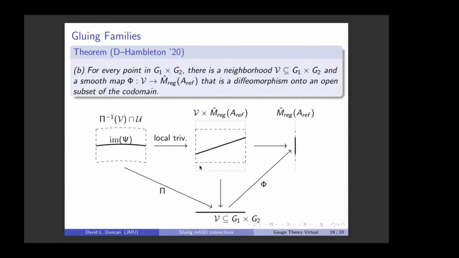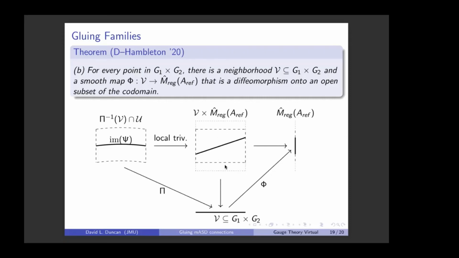And so it's going to be of the form, well, V is going to be this direction. And then the fibers are all going to be some open subset. Yeah, technically this should be some open subset in the mASD space for this reference connection. And so each of these fibers then belongs to the same space.